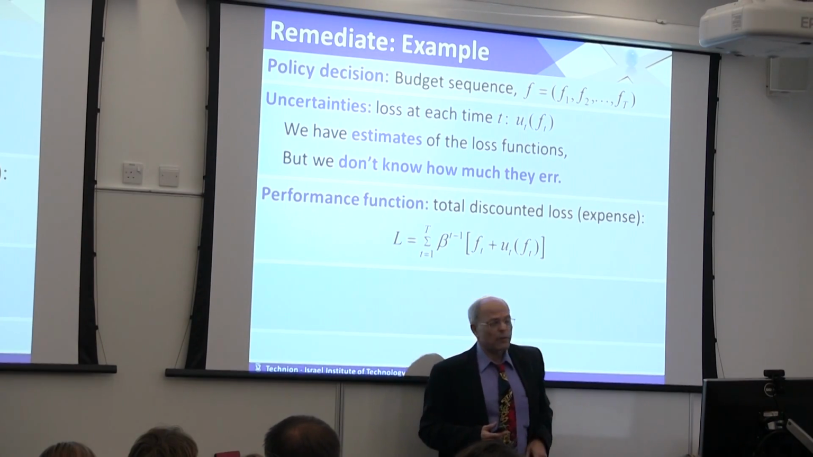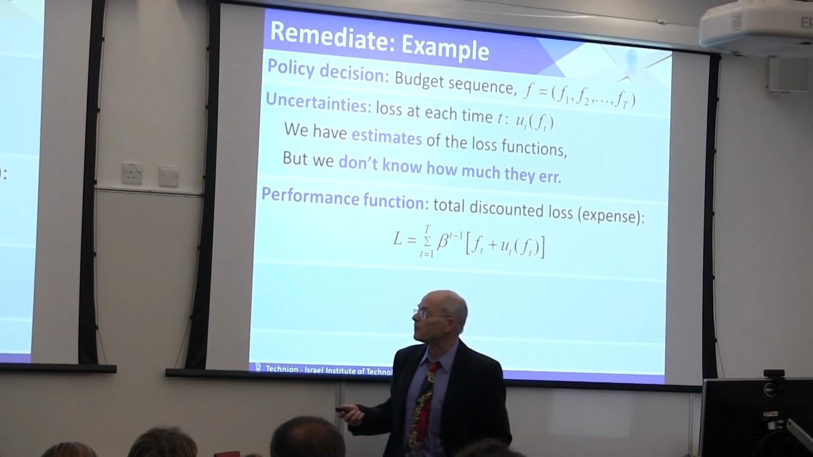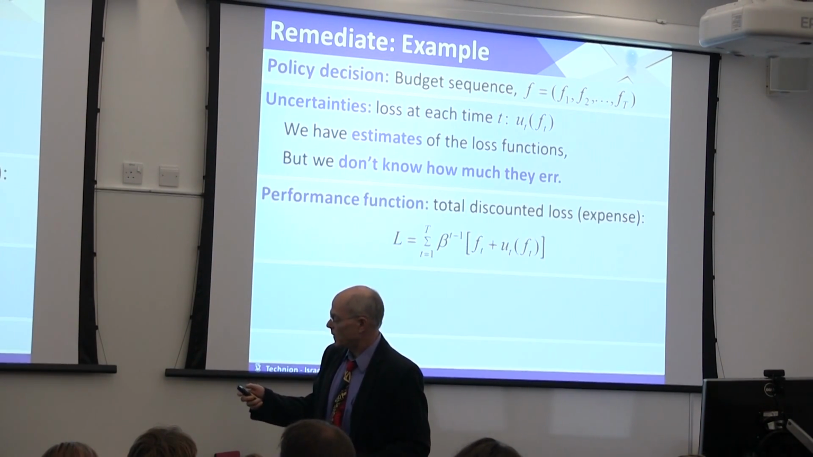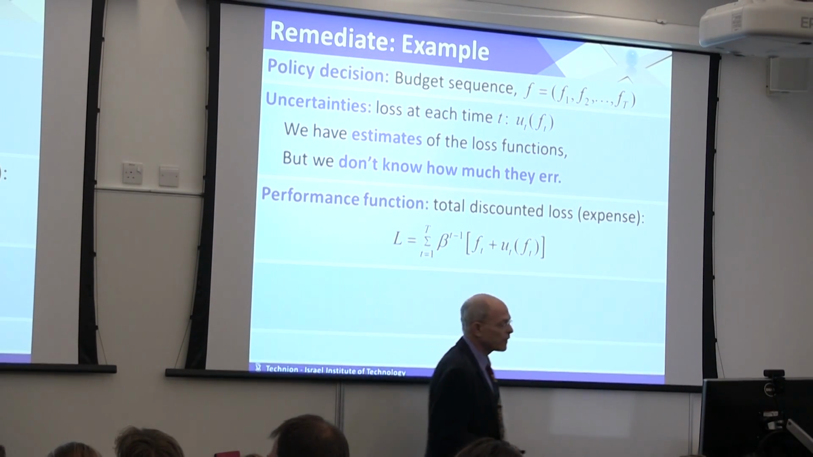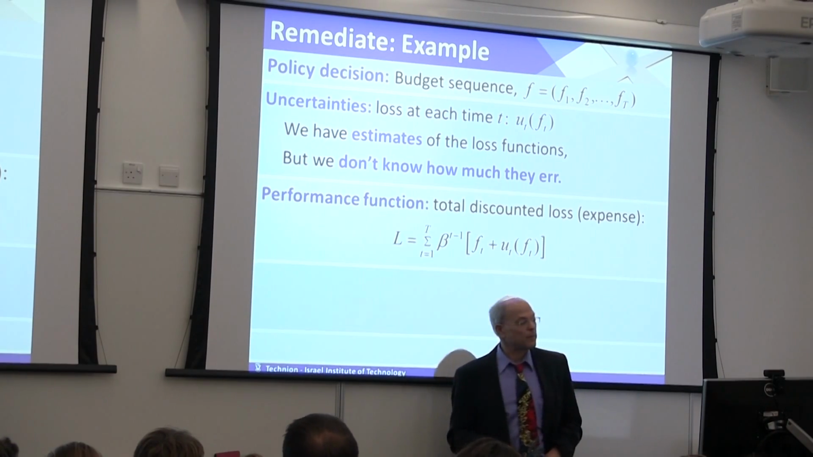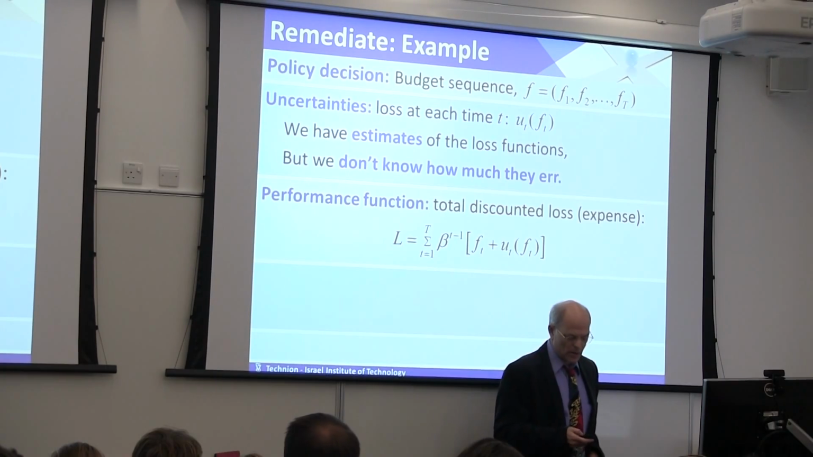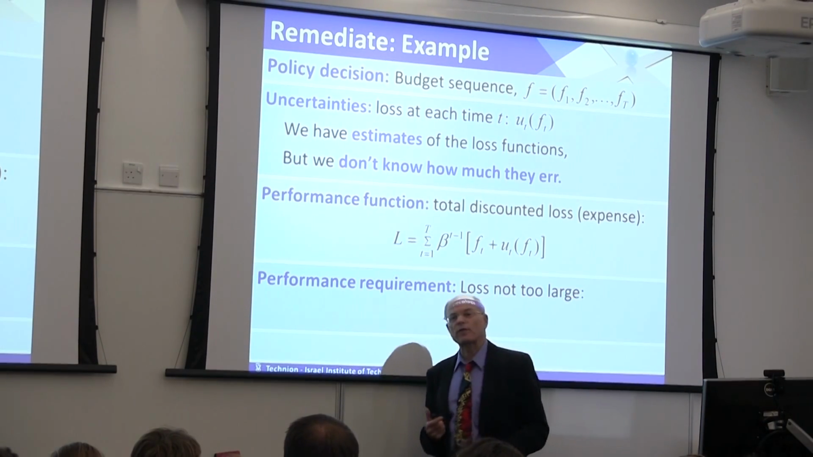The performance function that I'll consider in my example is a discounted loss. F is what I've invested in that year, and U is the loss in that year, and it's discounted over time. The loss function is uncertain. The discount rate will be uncertain, not in the first example, but subsequently. So that's the performance function that I will look at in my example here. And I'm going to satisfice the loss.